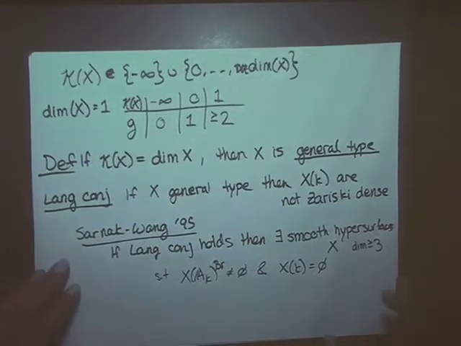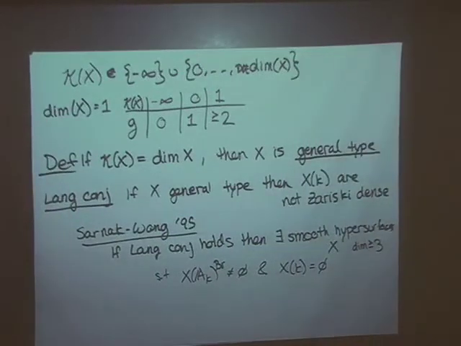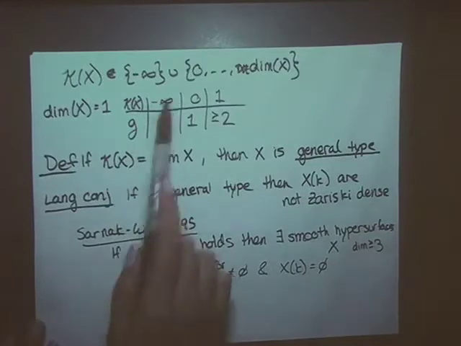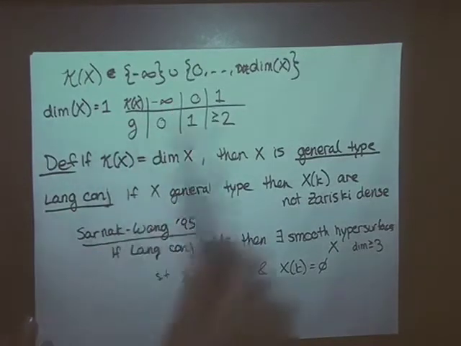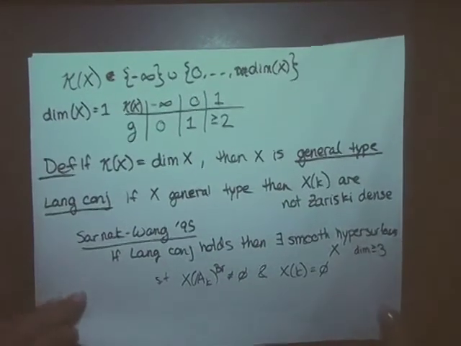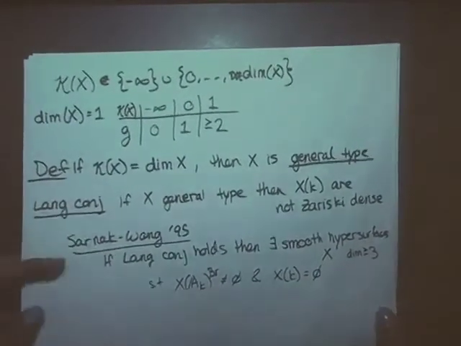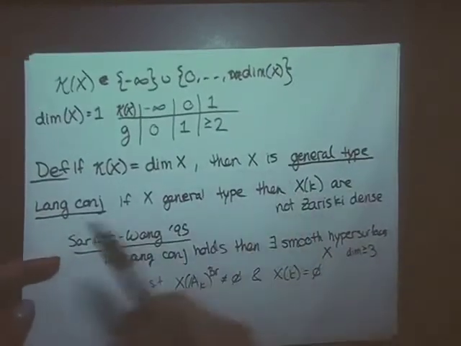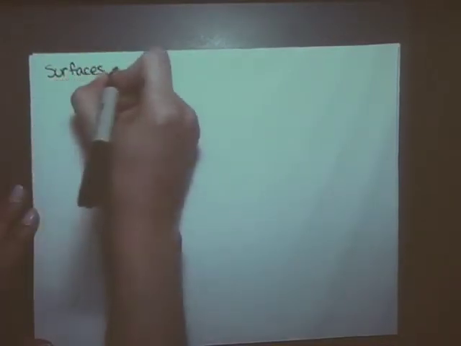All right, so this is our first rough division for our Kodaira dimension. And we're mostly going to focus on surfaces of low Kodaira dimension. As the Kodaira dimension gets higher, it's harder to say anything. So probably I won't get to say anything about Kodaira dimension one or two. So let's start with surfaces of negative Kodaira dimension.